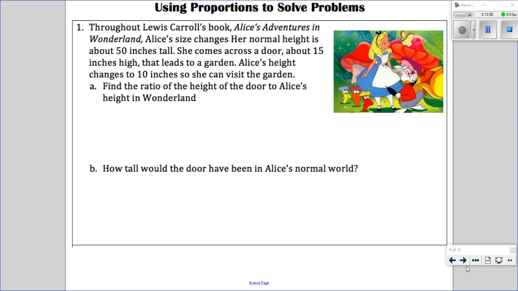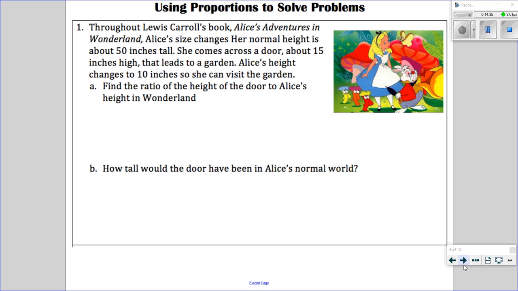All right, next problem, you're going to be dealing with proportions in word problems. So again, as for any word problems, you read it first. Then the second time around, you see what they're asking you for, what they gave you and what you need to solve for. So it says, throughout Lewis Carroll's book, Alice's Adventures in Wonderland, Alice's size changes. Her normal height is about 50 inches tall. She comes across a door about 15 inches high that leads to a garden. Alice's height changes to 10 inches so she can visit the garden.